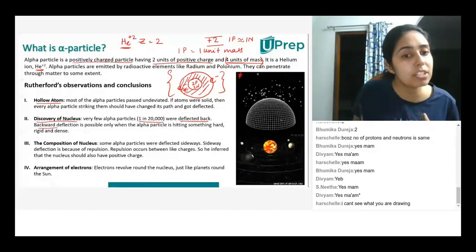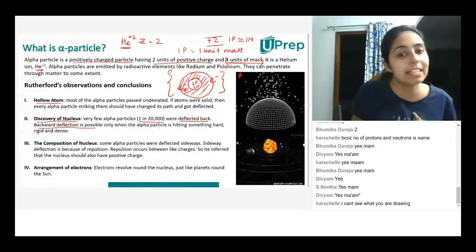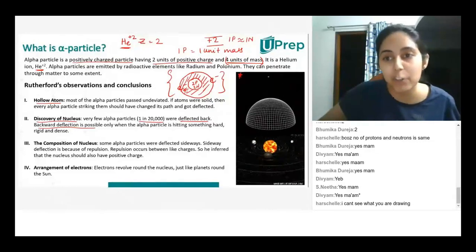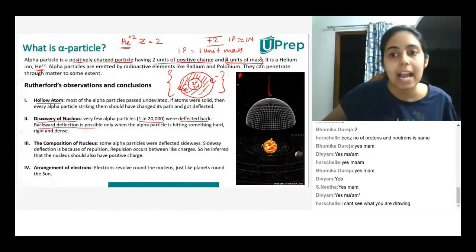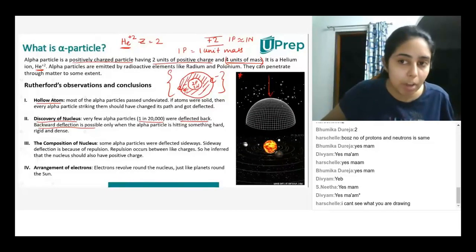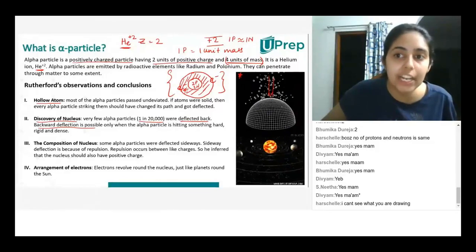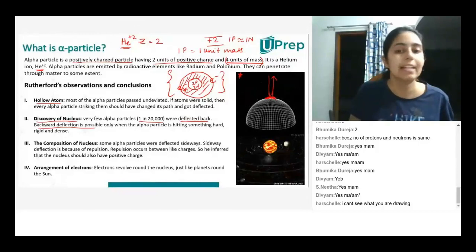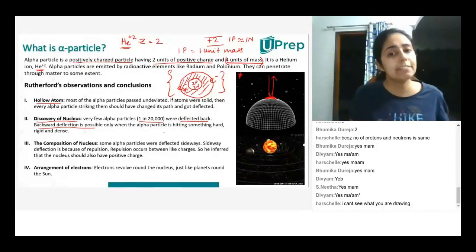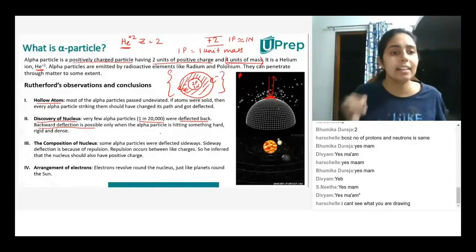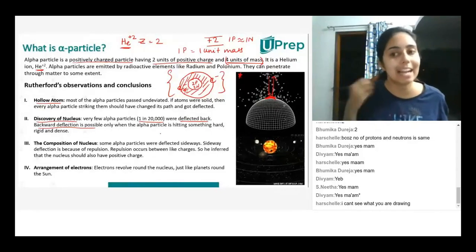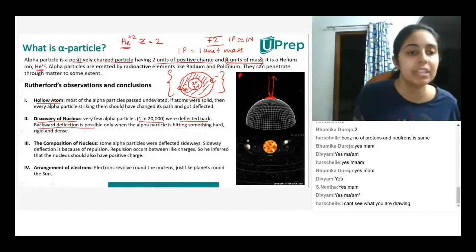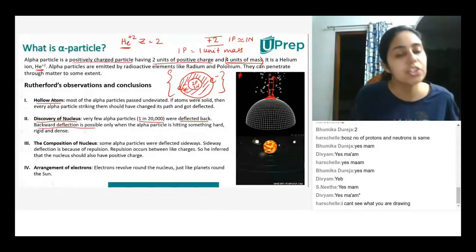Backward deflection is possible only when the alpha particle hits something hard, rigid, and dense. That means if I drop something over here, it is only possible for it to bounce back straight up if there is something very hard over here. Okay, that is what it is saying. So that means if there is something hard, something has to be there, right? And that something was the discovery of the nucleus. Okay. And the composition of the nucleus.